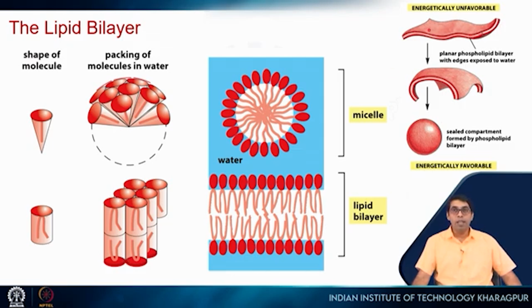Now if you have a bilayer, this is energetically quite stable. However, there is a problem that the edges will be exposed to water. One way you can eliminate that is if you fold it into a complete spherical structure, then there are no edges and this becomes energetically favorable. So that is your cell. Whatever is inside will be the inside of the cell and outside will be the outside of the cell. So intracellular and extracellular parts are separated by this lipid bilayer.